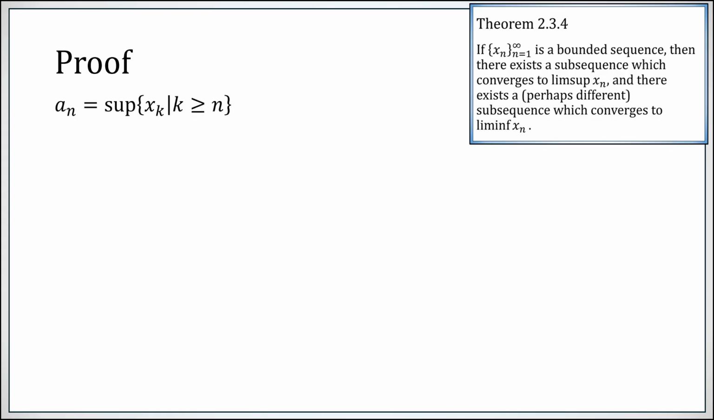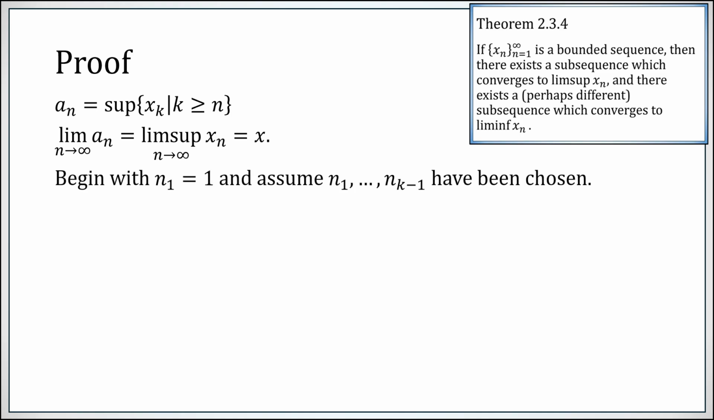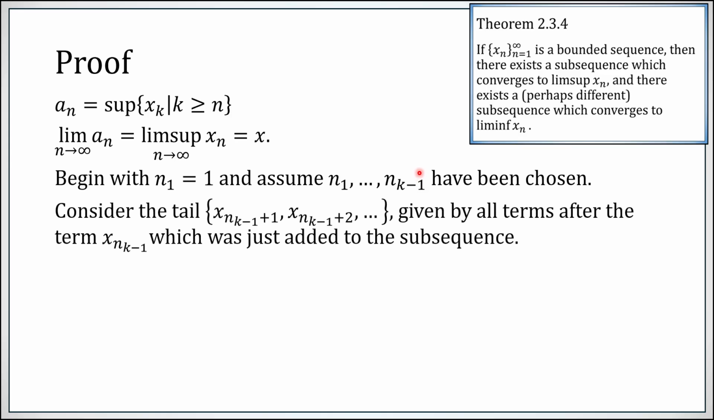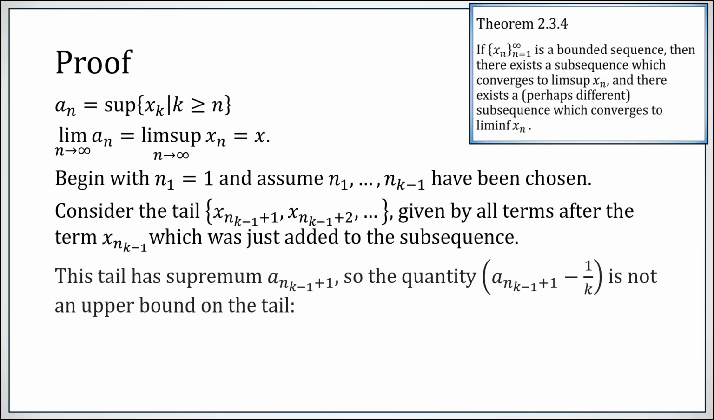So a_n, recall, is the sup of the n-tail, and they are converging to x. So, assuming we've picked a bunch of terms of our subsequence, which we hope converges to x, consider the tail given by starting just past where you previously cut yourself off. So having just picked x sub n sub k minus 1 as a term of your subsequence, cut out everything up to that term and look at the tail after this point. The tail has a supremum, and in fact it is a sub n_{k-1} plus 1, because that is the first index that we see here in the tail.